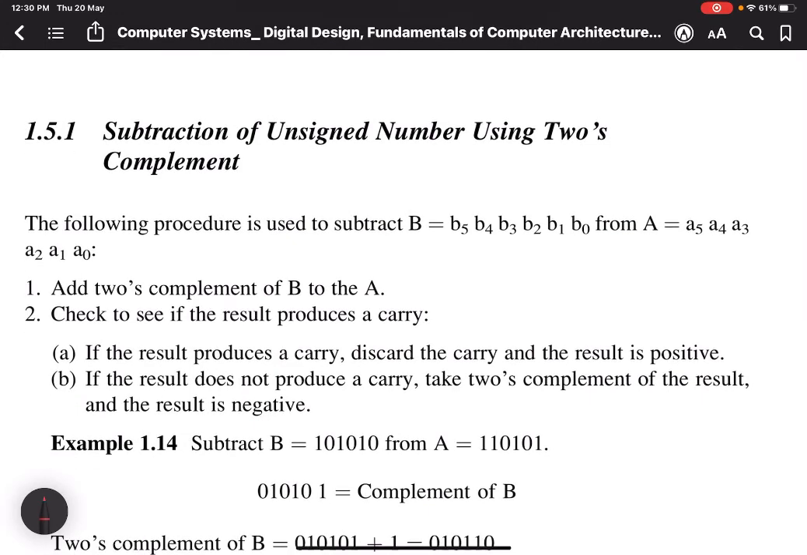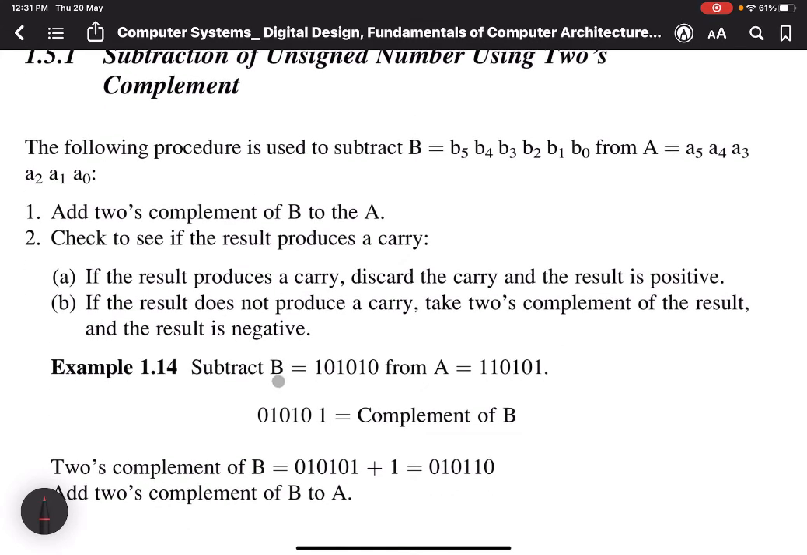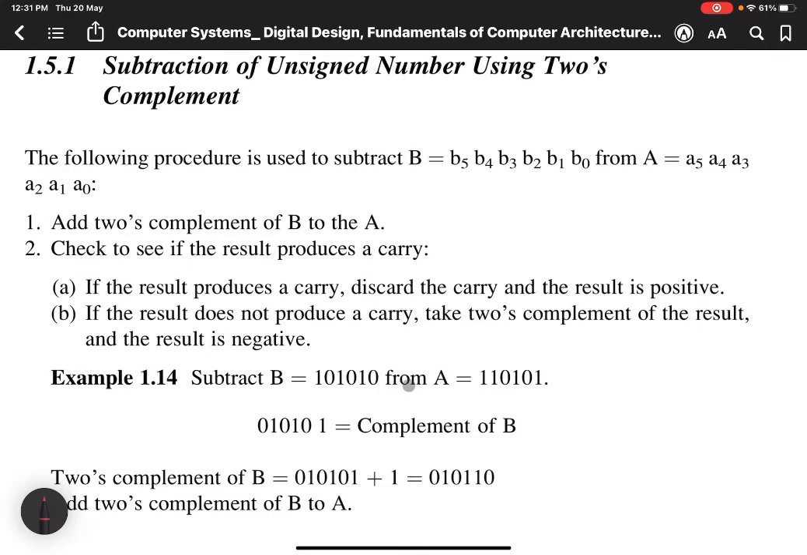Subtraction of unsigned numbers using 2's complement. The following procedure is to subtract B from A. Add the 2's complement of B to A, and then check to see if the result produces a carry. So for example, we have 101010 from A and we have 101010 for B. Then we have the complement of B, which is 010101 plus 1. Ito yung inadd natin na 1. Then it will be equivalent to 010110.